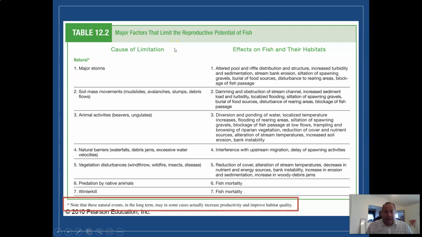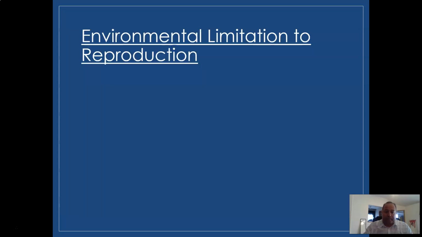So here's just the idea. I took this table straight from the book. I did highlight down here at the bottom, it says, note that these natural events in the long term may in some cases actually increase productivity and improve habitat quality. It can happen sometimes. It's not always the case, but it can happen. I include this table here because you can look and see what those problems could be, and then on the right, it says what the actual specific effects are on the fish.